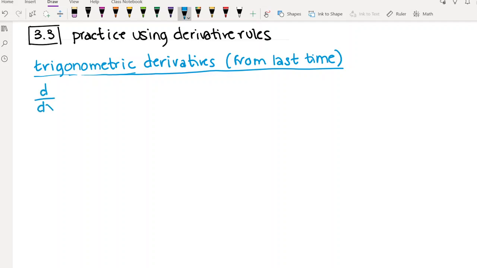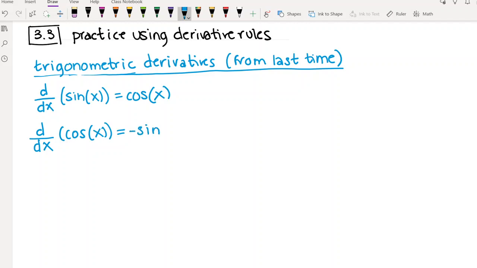Based on yesterday's video, we saw that the derivative of sine of x is cosine of x. We saw that the derivative of cosine of x is negative sine of x. And then we used the quotient rule together with the derivatives of sine and cosine. Because tangent can be written as sine over cosine, we could use the quotient rule to figure out the derivative of tangent. After some simplification, we found that it was secant squared of x.